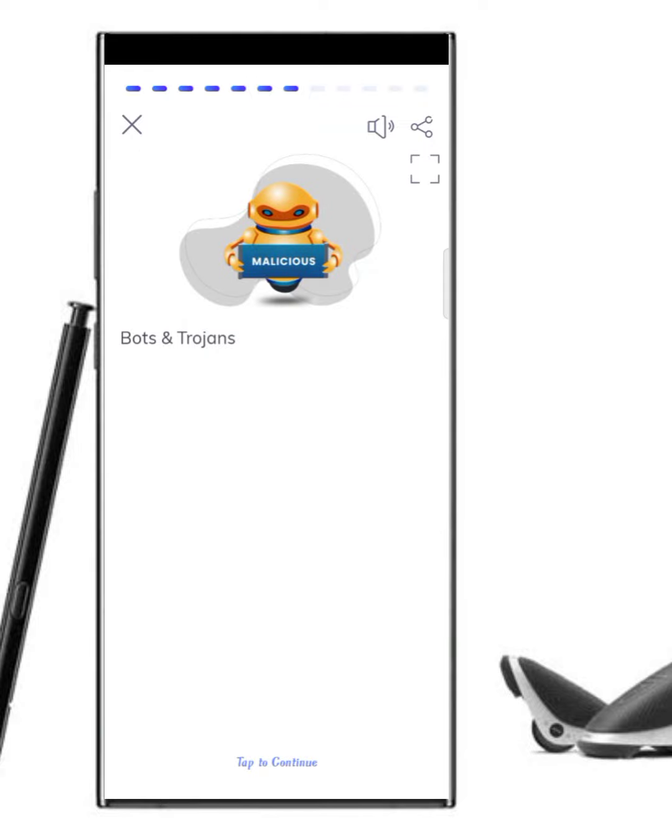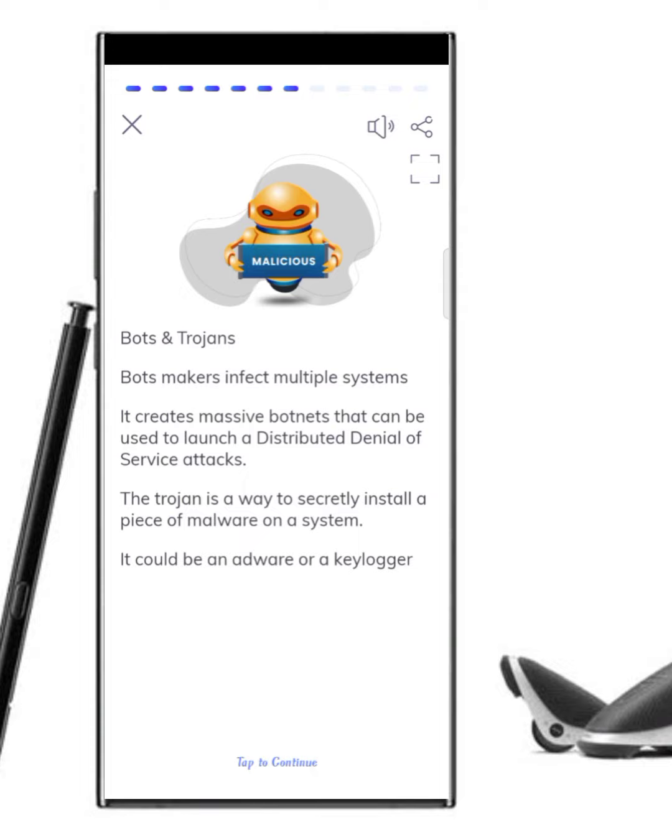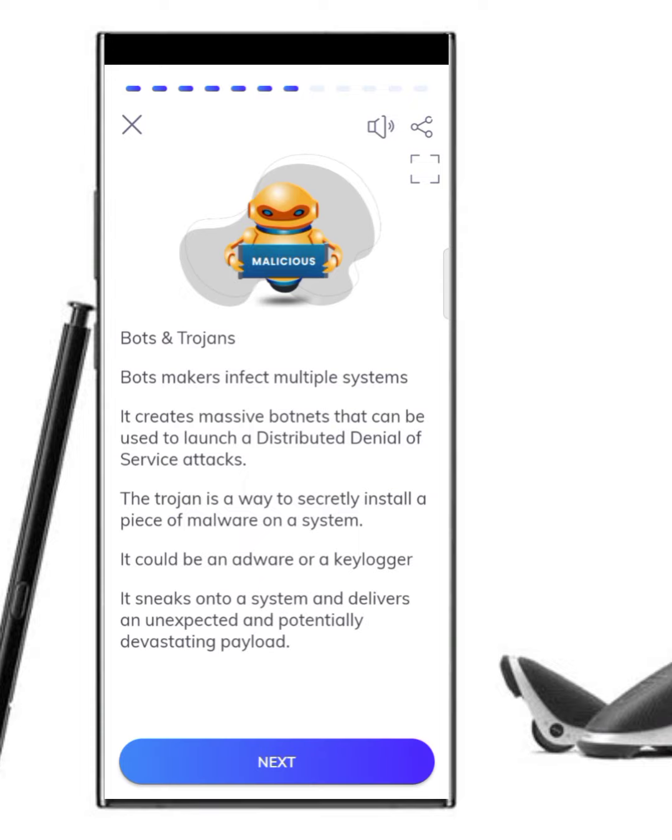Bots and Trojans. Bot makers infect multiple systems. This creates massive botnets that can be used to launch distributed denial-of-service attacks. The Trojan is a way to secretly install a piece of malware on a system. It could be adware or a keylogger. It sneaks onto a system and delivers an unexpected and potentially devastating payload.